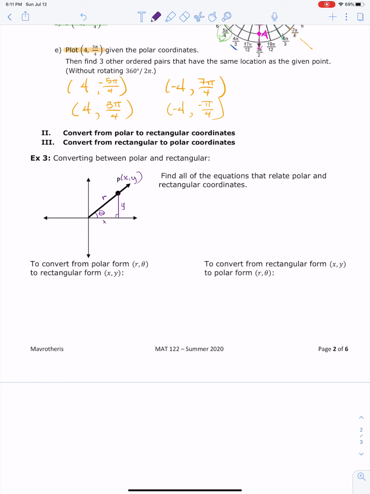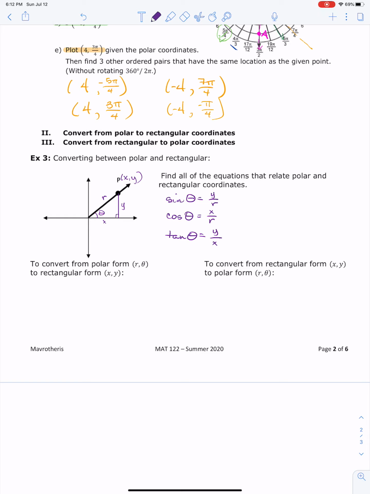So let's see what we remember. Sine of theta, we can do that, is y over r. We've got the cosine of theta, x over r. While we're at it, let's throw in tangent. That one's y over x.